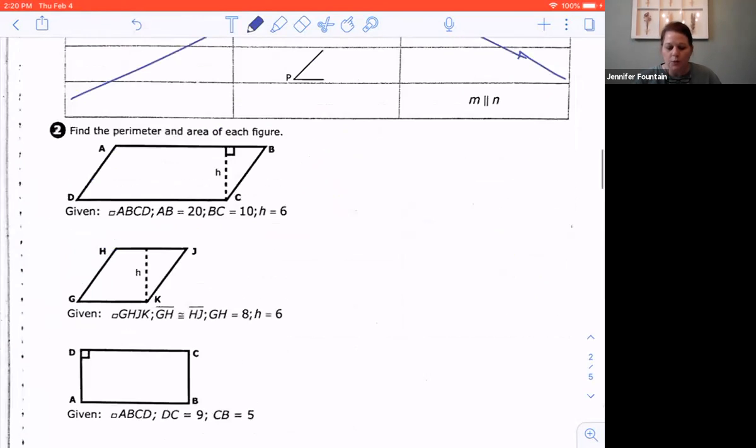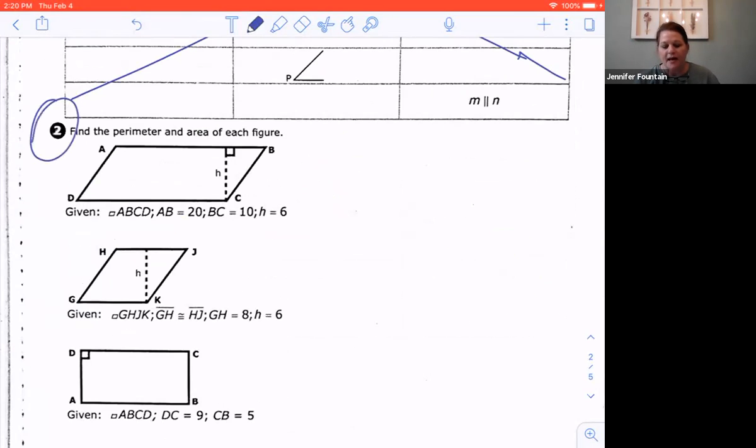Okay, so let's look at activity 2. Find the perimeter and the area of each figure. So go ahead and put perimeter equals A plus B plus C plus D. You're going to add up your sides. And then area equals base times height.